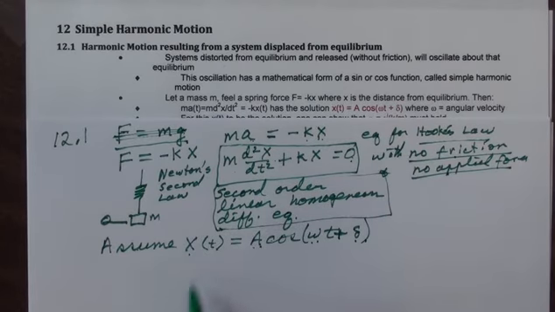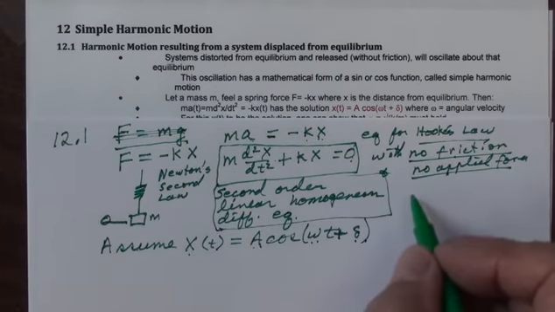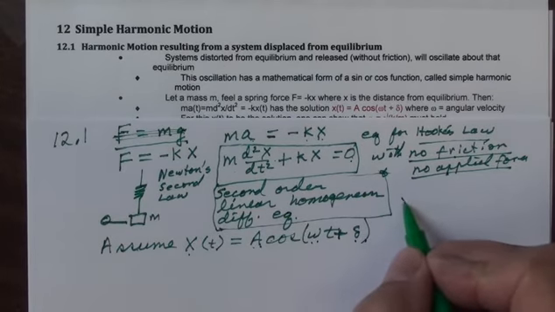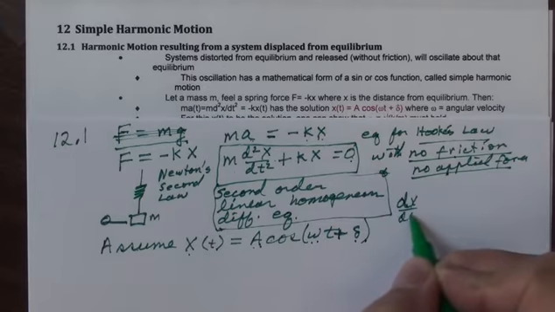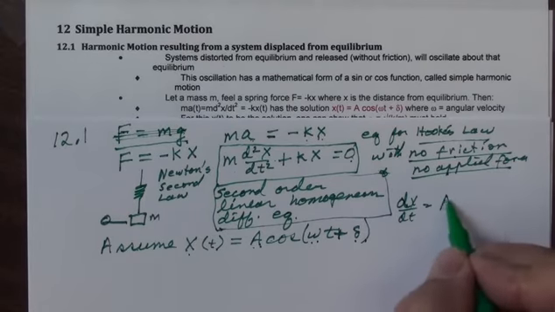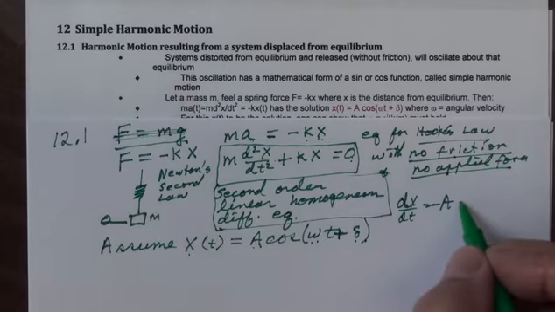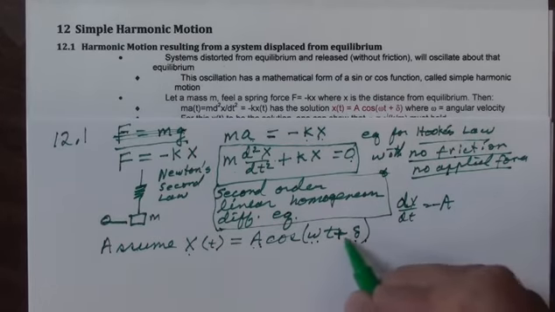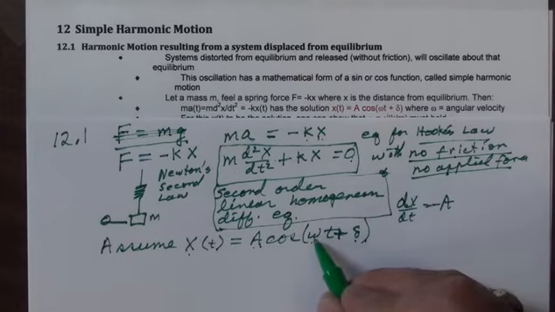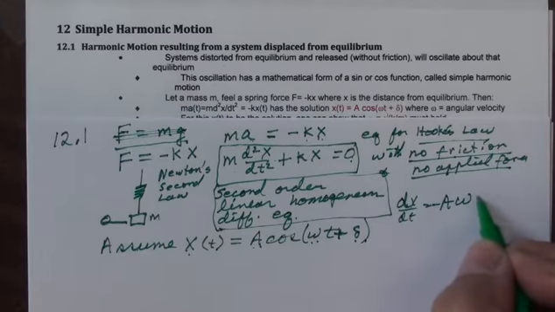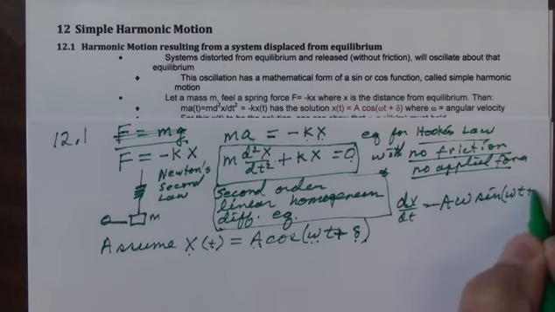Now, when is this going to be a solution? Well, let's take its first derivative. So dx/dt is going to be equal to A. When I take the derivative of the cosine, I get minus the sine. And so that would be minus, and this is a constant. So when I take its derivative, I get nothing, but the derivative of this is going to bring out an omega sine of omega t plus delta.